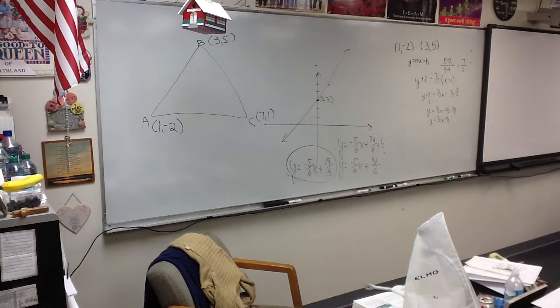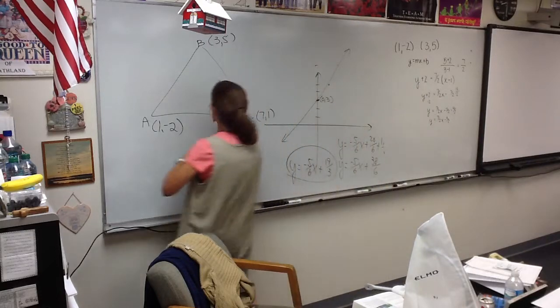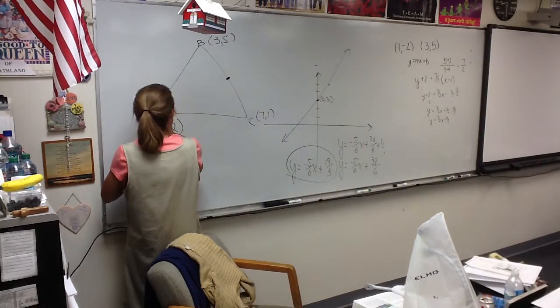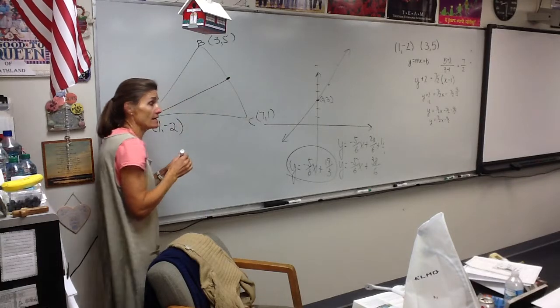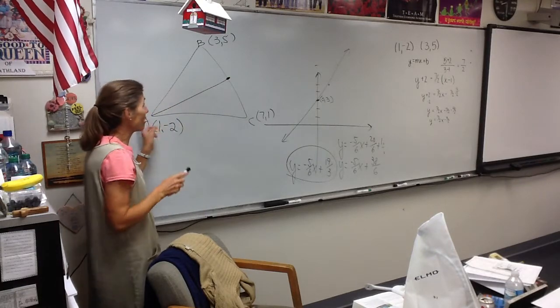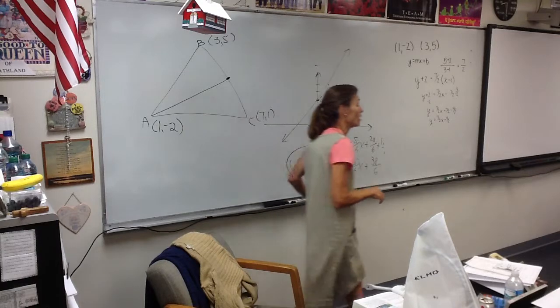What's a median? Okay, it involves the middle. Median is a segment, right? Where does the segment start and end? It's the median from A, so it starts at A, and where does it end? The midpoint of BC. So you are finding the equation of that line. That's what we're talking about when we talk about the median from A.